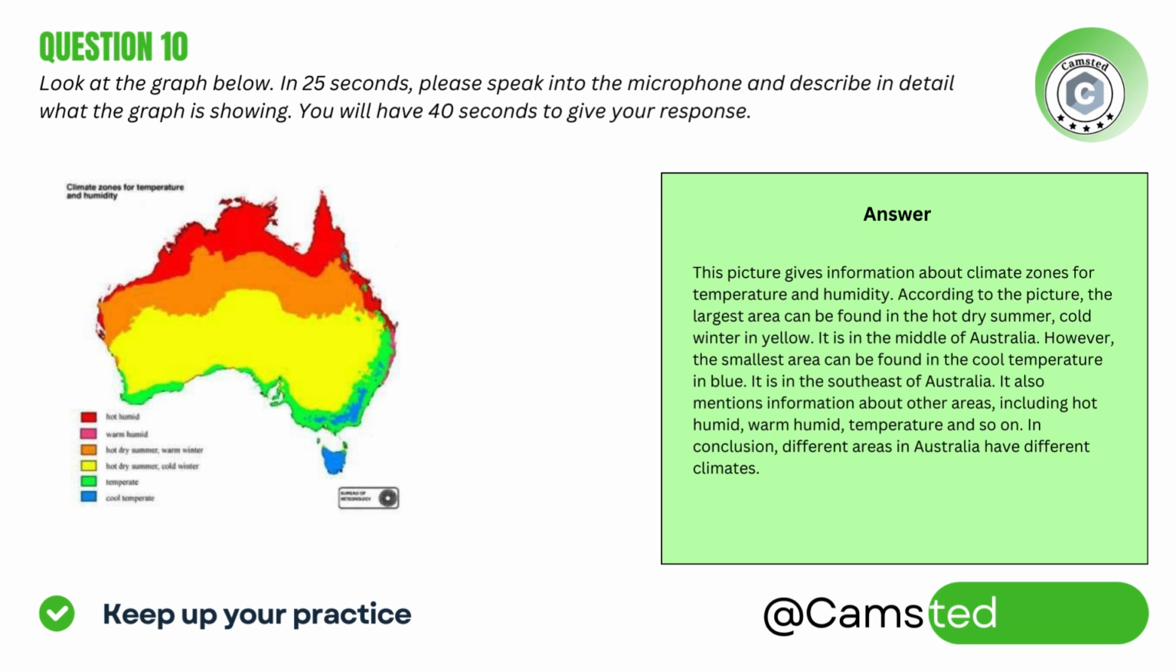However, the smallest area can be found in the cool temperature in blue. It is in the southeast of Australia. It also mentions information about other areas, including hot humid, warm humid, temperate, and so on. In conclusion, different areas in Australia have different climates.